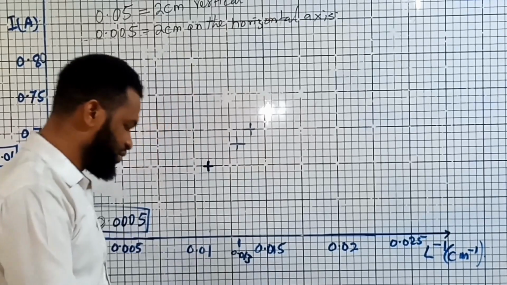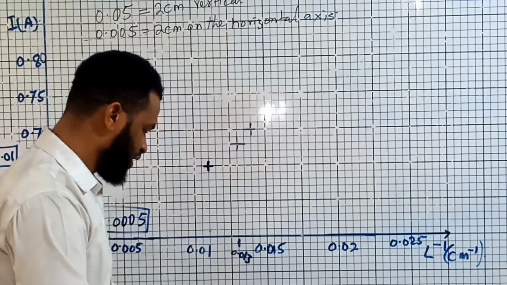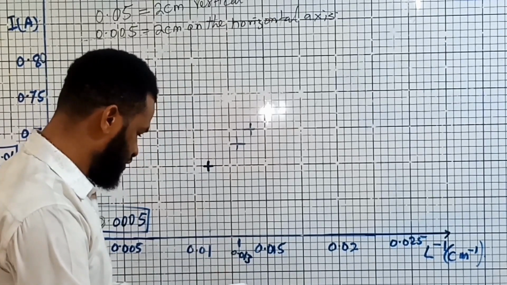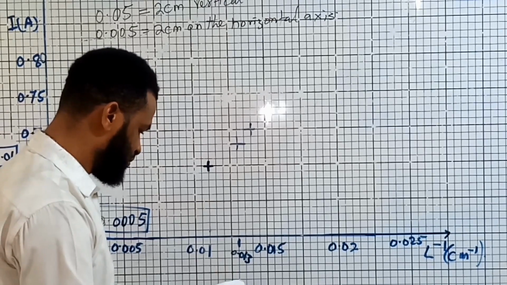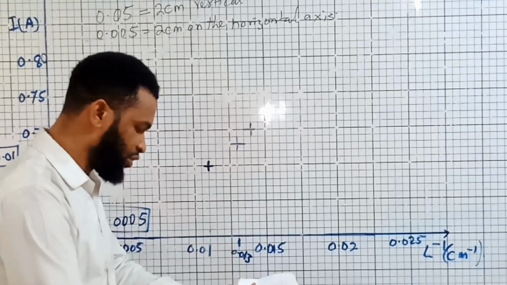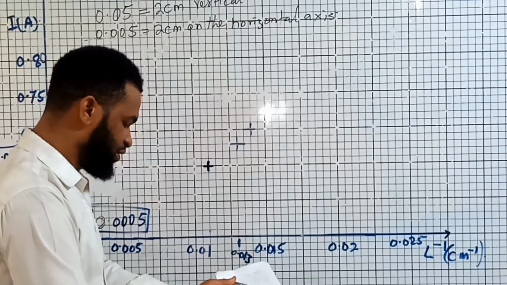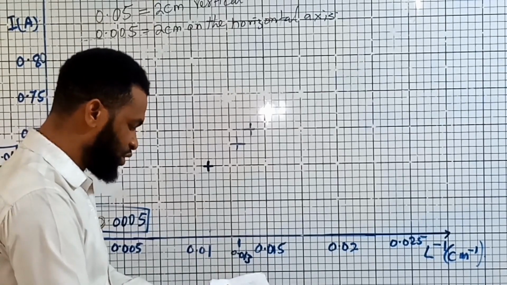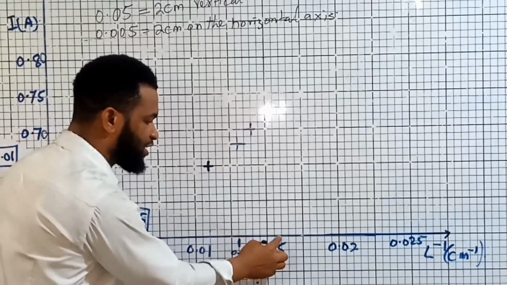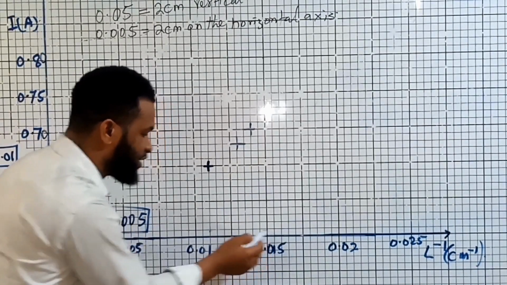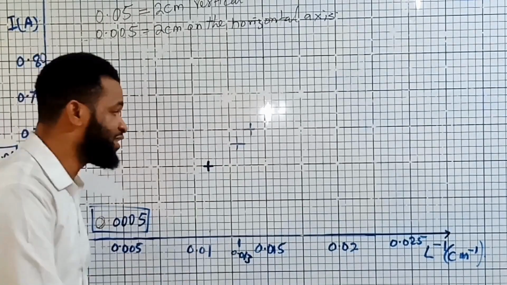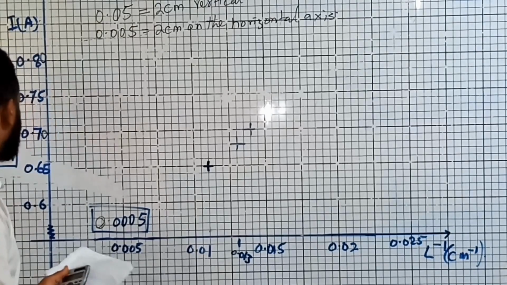So 0.17, okay, let's say 0.0005 times 3, then plus 0.015. It's not up to. So 3 lines is not up to. Let's add plus 0.0005. 0.17 is 4 lines. Remember I told you that each line here represents 0.0005. So that is what each line represents. So on the 4th line, that is why you get 0.72.